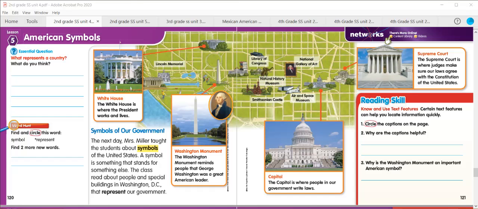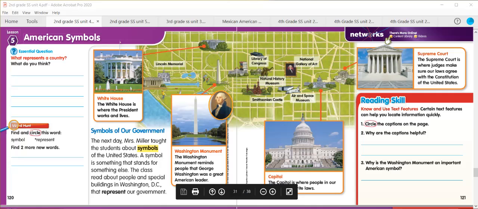For number 2, why are the captions helpful? So think about what the captions do. Why are they helpful? Go ahead and write down your answer in the number 2 section. And for number 3, why is the Washington Monument an important American symbol? So again, you're going to find the answer to that question by looking at the caption underneath it. Take a minute to write down your answers. You can pause the video if you want to pause it, and then we can move on to the next pages.